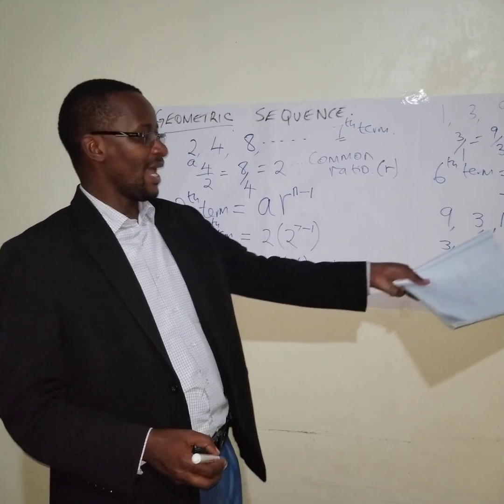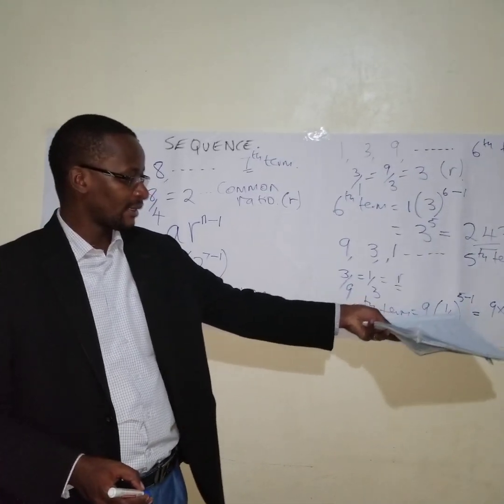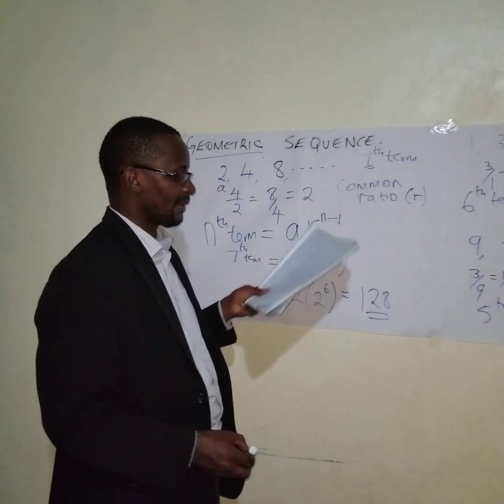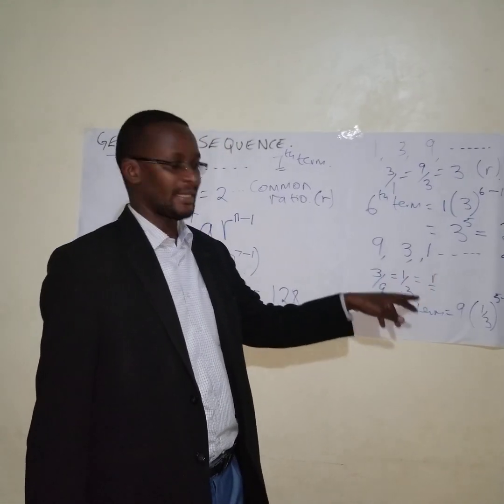So your n, here you have to subtract 1 every time as per the formula, the way it says. But remember, your r does not have to be a whole number. It can be a fraction.